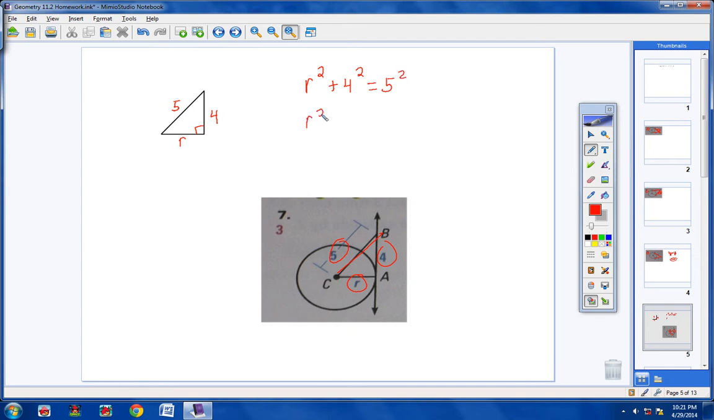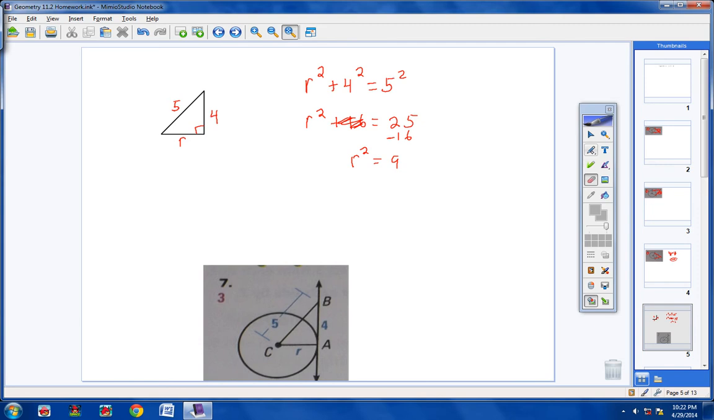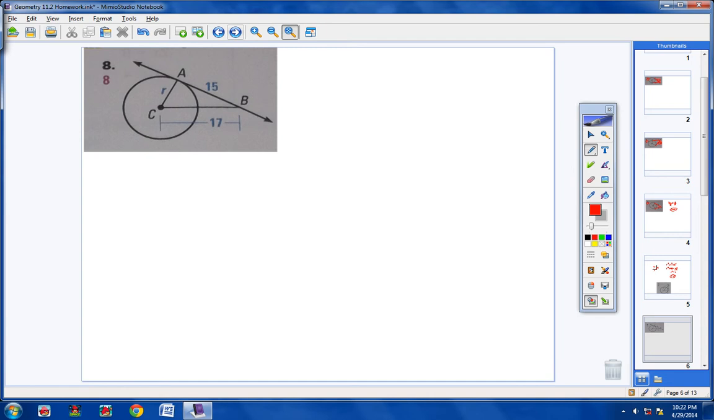So very quickly, I have r squared plus 16 equals 25. Now bring the 16 over and make it negative, and when you do, you're left with 9. Now take the square root of both sides, and you're left with 3. The square root of r squared is r, and the square root of 9 is 3. So r equals 3. What you need to remember here, students, is when a line is tangent to a circle, it will be perpendicular to the radius that is drawn to the point of tangency.